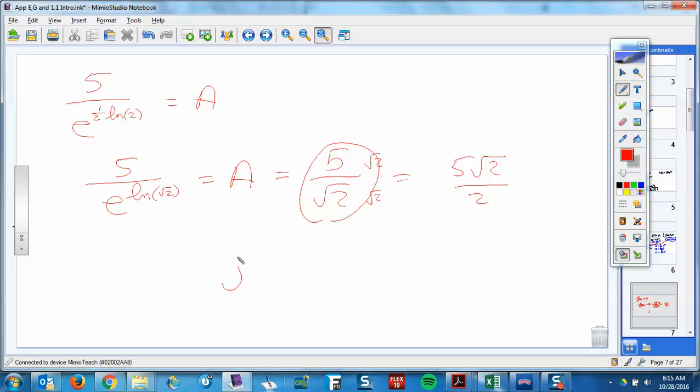So at the end of the day, we've got the j function. Now, what did they want? They just wanted to find j of x. Was that it?